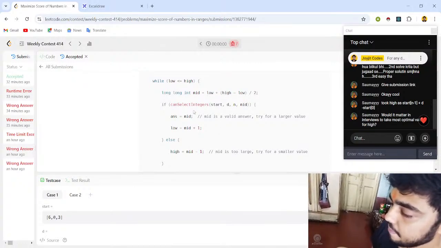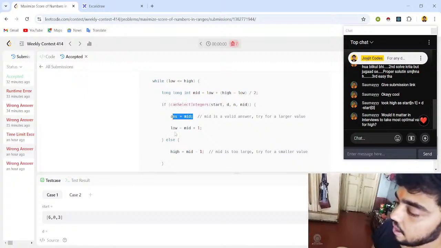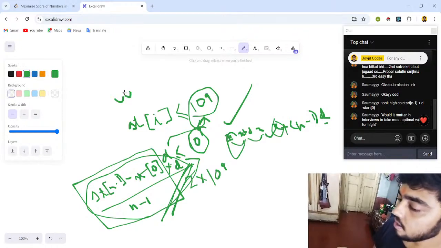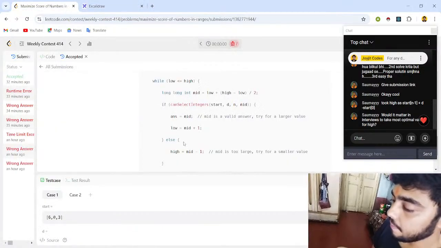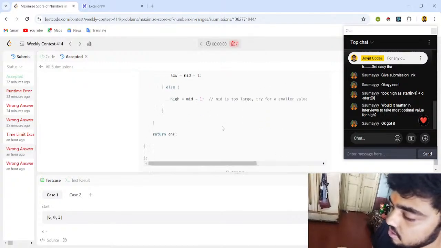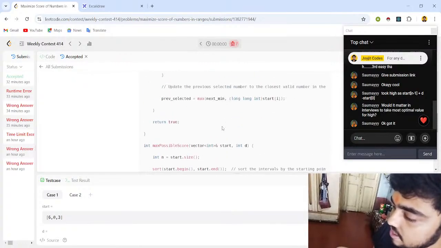Now, if we can select these integers, then we make this answer mid, and low becomes mid plus 1, because if it's possible with these low values, we can raise it to a bigger value. But if it is already a bigger value, which means that mid is already too large, then you have to try for a smaller value. So this is normal binary search. Now I'll go to the can select integers function.